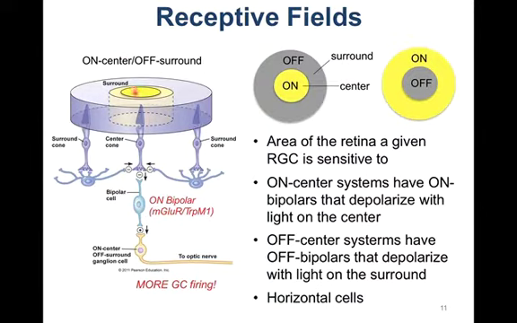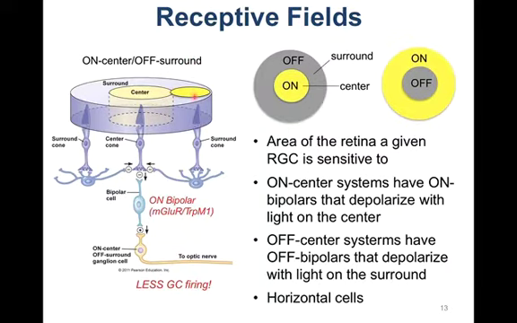And we shine light on the center. We're going to hyperpolarize our cone. That'll decrease glutamate release. That will reduce mGluR activity. That will open up TRPM1 channels. That will depolarize our bipolar, increase glutamate release onto our ganglion cell, and increase firing in our ganglion cell.